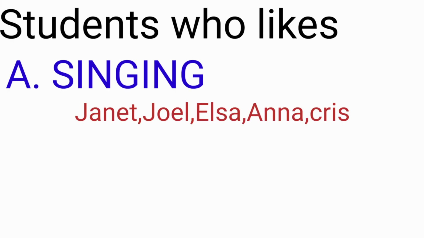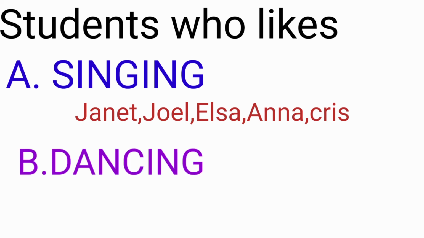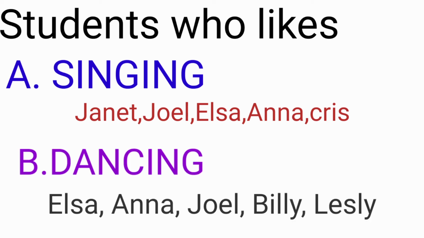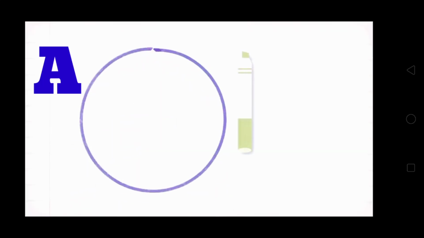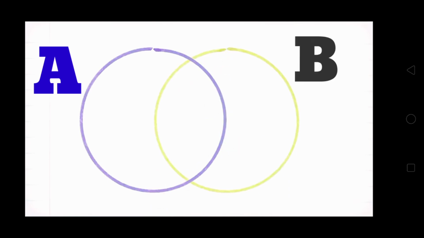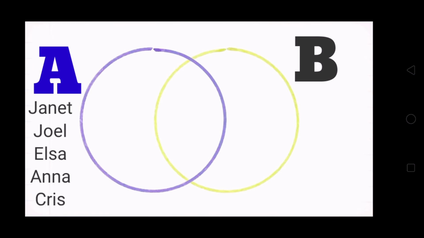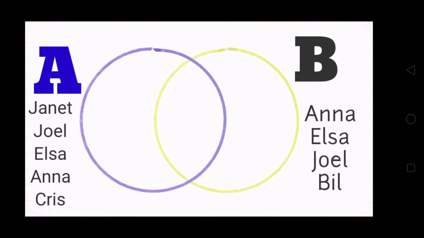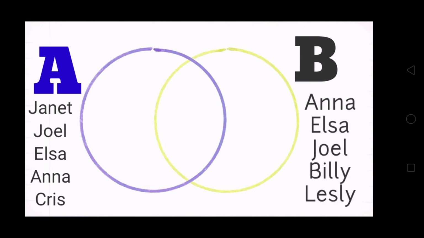And for the last example, I have here students who like singing: Janet, Joel, Elsa, Anna, and Chris, and who like dancing: Elsa, Anna, Joel, Billy, and Leslie. To illustrate using the Venn diagram, students who like dancing and singing. So Janet, Joel, Elsa, Anna, and Chris like singing, while Anna, Elsa, Joel, Billy, and Leslie are students who like dancing.